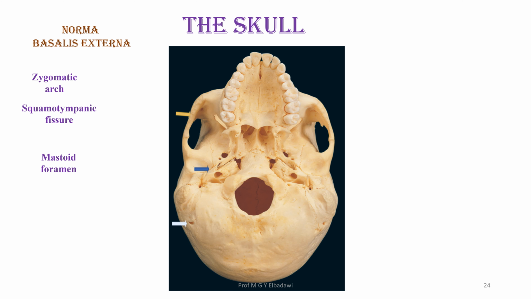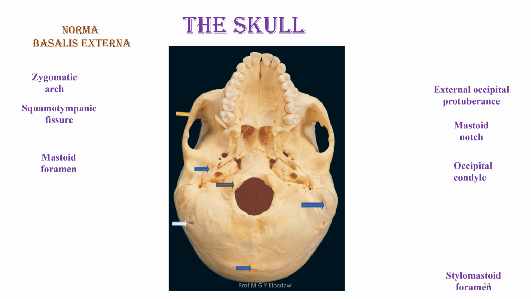That is the mastoid foramen over here, for the emissary vein. That is the external occipital protuberance. The center of it is the inion. That is the mastoid notch, the occipital condyle, articulating with the first cervical vertebra, the atlas. That is the stylomastoid foramen. And this is the foramen magnum.